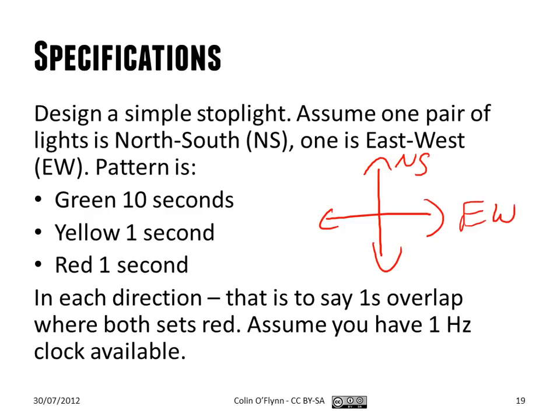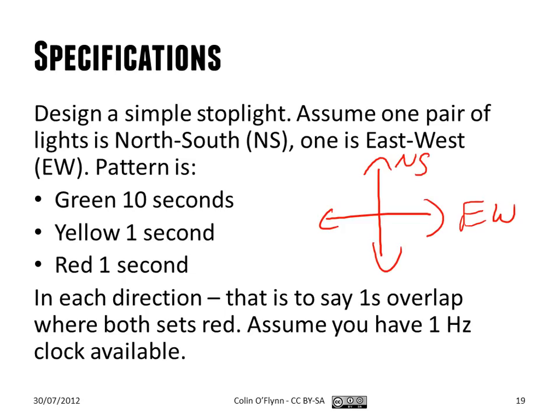It goes green for 10 seconds, it's then yellow for 1 second, and red for 1 second. And there's 1 second overlap, so it's red for both directions for that 1 second. You can assume that you have a 1 hertz clock available to simplify things, and it externally deals with reset if required. But once it's running, it should just run through all of them.